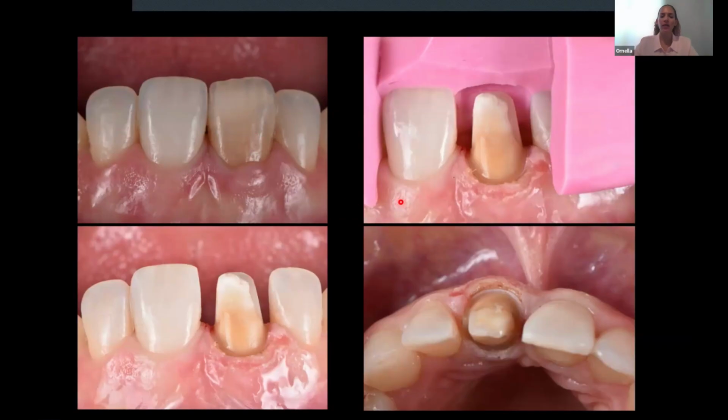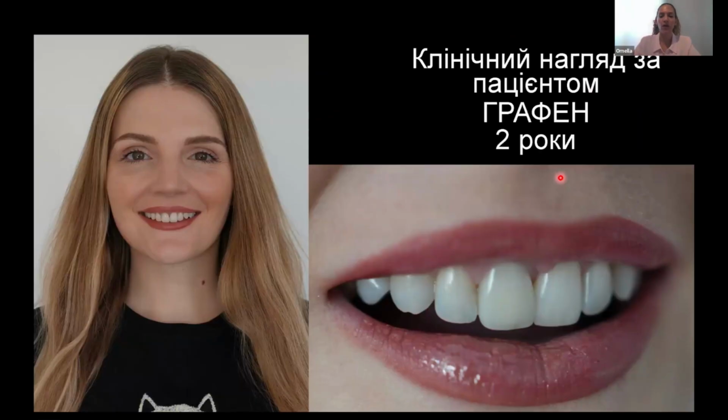You can see here the preparation of the tooth. We try to do more parallel walls, okay? Also to help a little with the friction and also for a correct cementation, okay? And also then 2 years of follow-up of the G-CAM restoration.